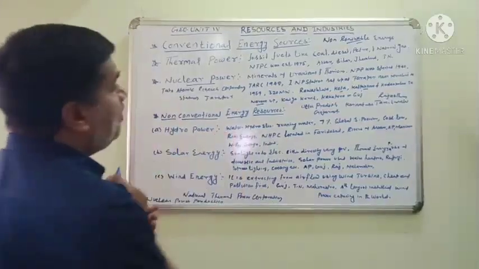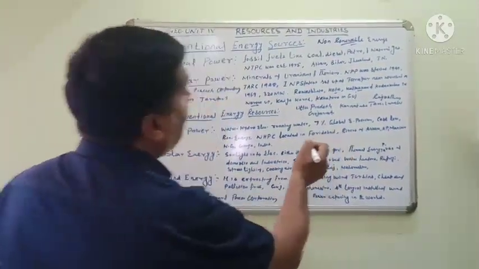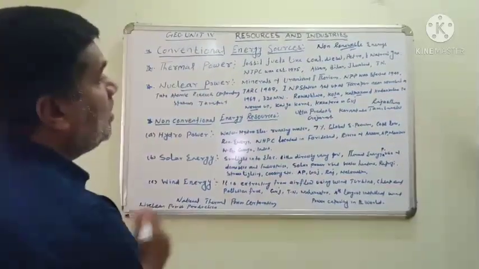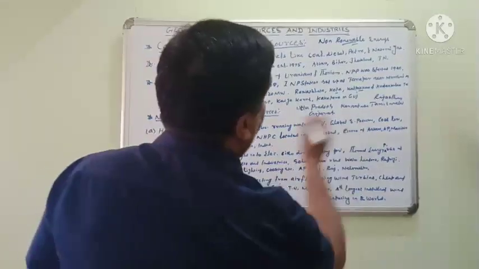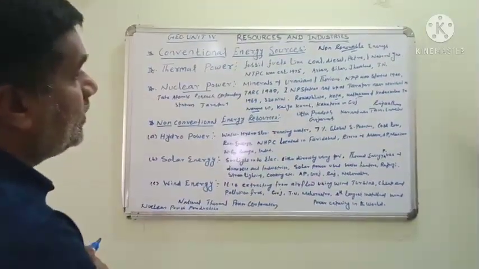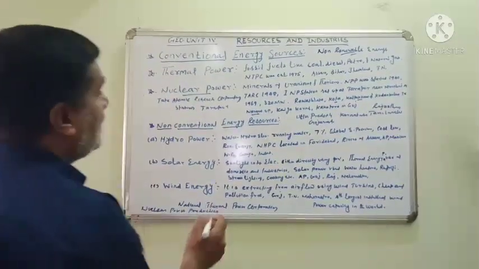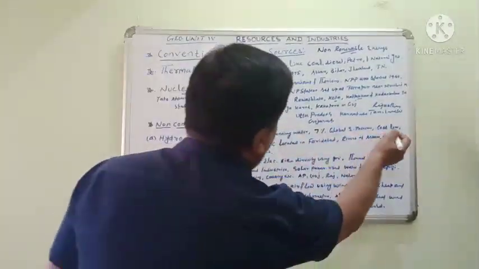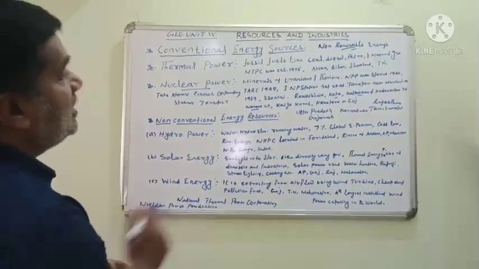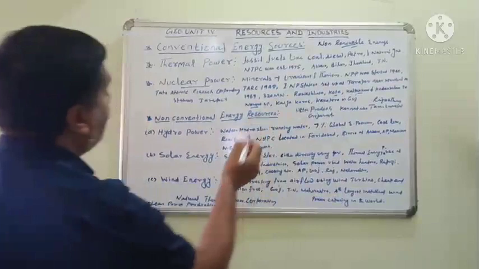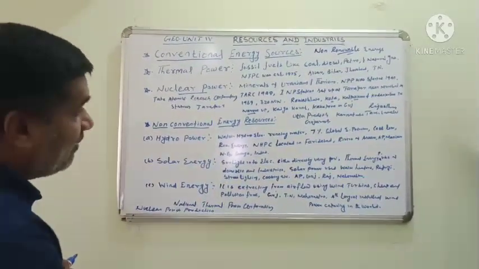Hydroelectricity is generated worldwide, with about 7% of global generation from hydropower. The hydropower generation cost is very low, and it is one of the renewable energy sources.